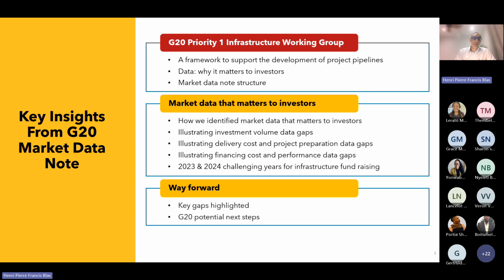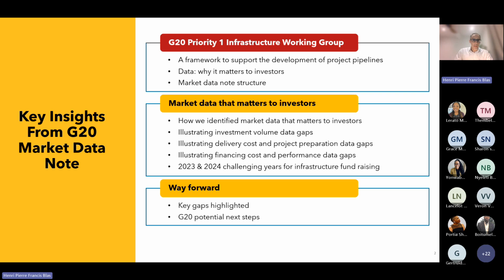The second part will hopefully be the most interesting, where I'm going to share what we heard from investors, what is the market data that matters to them, and I'm going to try to illustrate some of the gaps that we've seen and explain why it matters as well. And then the third part, which is probably more relevant for the G20 group, is what together we decided could be recommendations or actions that the G20 as a group could take in order to address some of the gaps that were identified during that work.